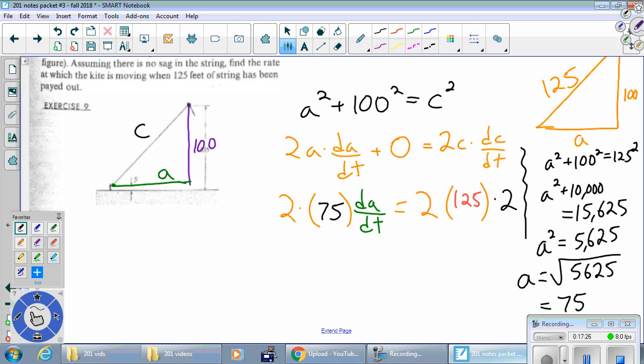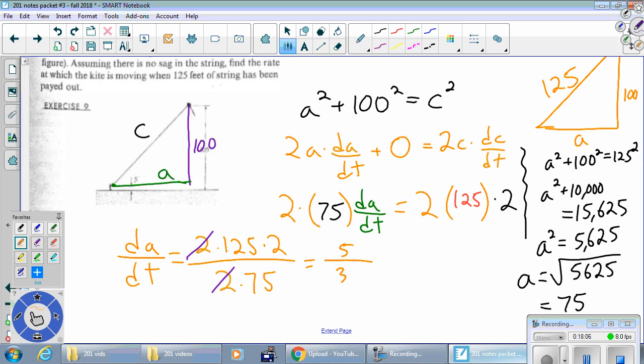Okay, so I think that we're good. The only thing left in this equation that isn't known is dA/dt, and that's exactly what we're trying to find. So we'll just solve for dA/dt. You could cancel some 2's. That would be the most efficient thing, right? Divide both sides by 2. But I'll be lazy and just solve the equation in its current form. dA/dt equals, so 2 times 125 times 2, divided by 2 times 75. And now I suppose I should cancel, right? 125 and 75, they're both divisible by 25. So that gives me 5/3 and then times 2.